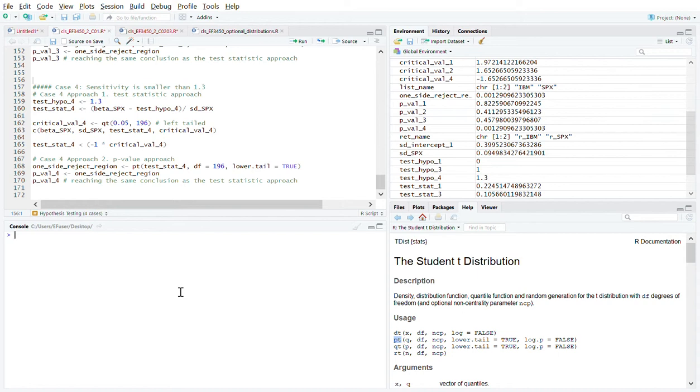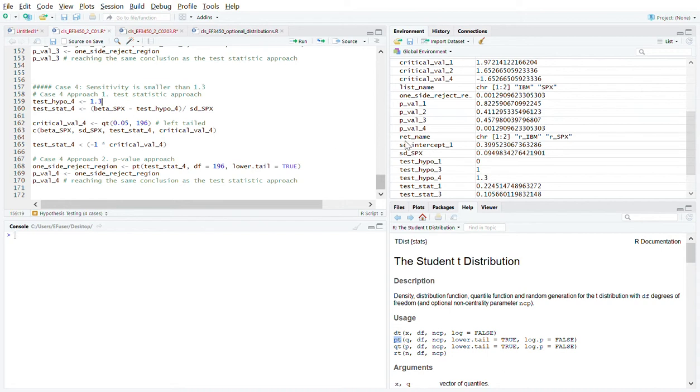In last videos, we've seen a two-tail test. We've seen a one-tail, one-side right tail test, and in this video, we're going to cover the one-side left tail test. And we're going to test whether the sensitivity is smaller than an arbitrary number, say 1.3. So essentially, we'll set the null hypothesis that beta 2 is greater than 1.3 against the alternative hypothesis that beta 2 is smaller than 1.3.